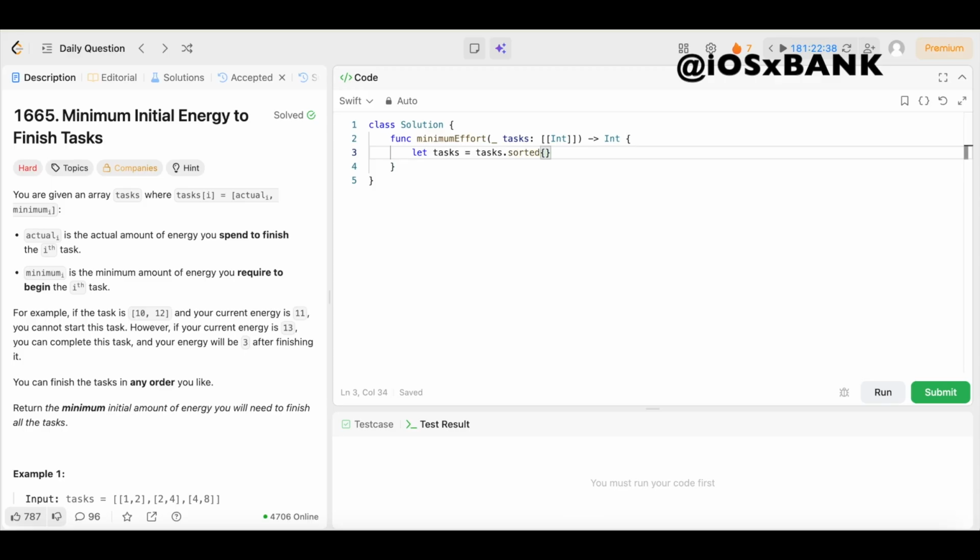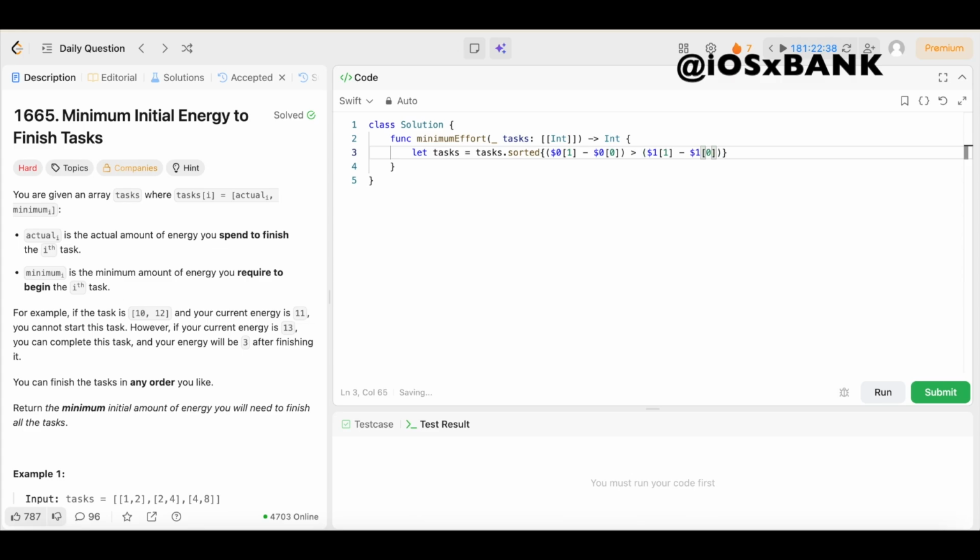Open up the brackets, and we're going to open up the parentheses, and we're going to say $0[1] minus $0[0] is greater than, open up the parentheses. Sorry, y'all. This should be in parentheses as well. We should have closed these parentheses right here. Sorry. We can get rid of this. And then in these parentheses, we're going to say $1[1] minus $1[0]. Boom.